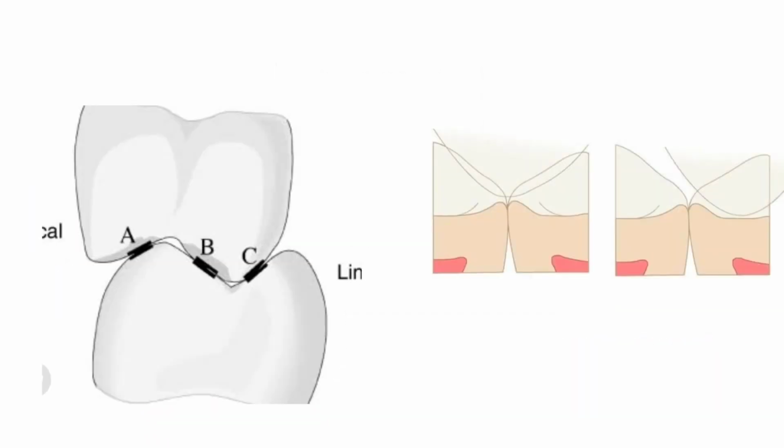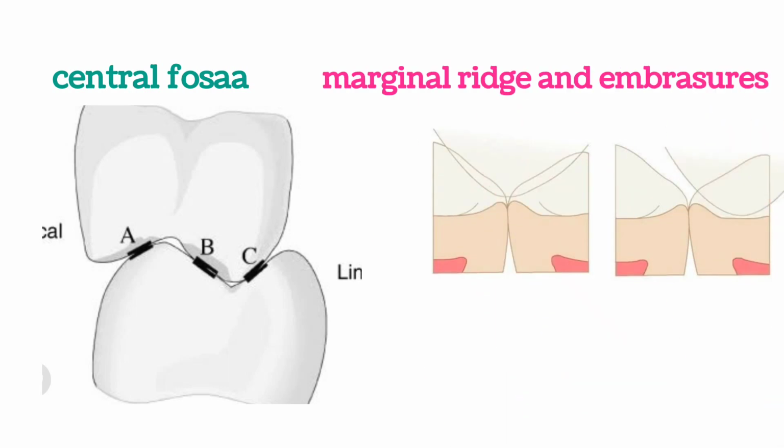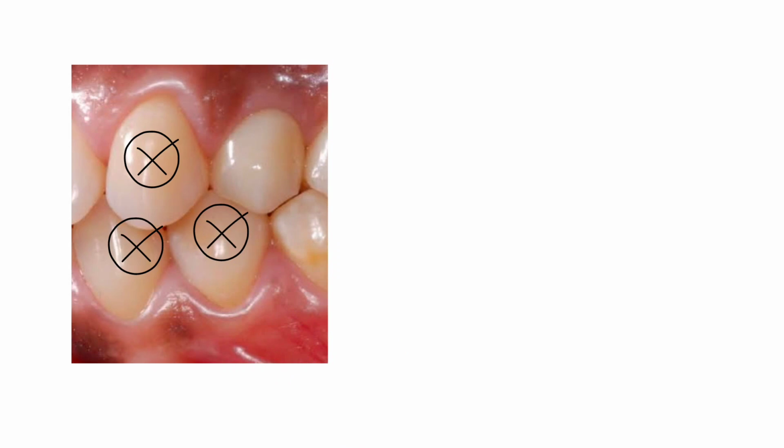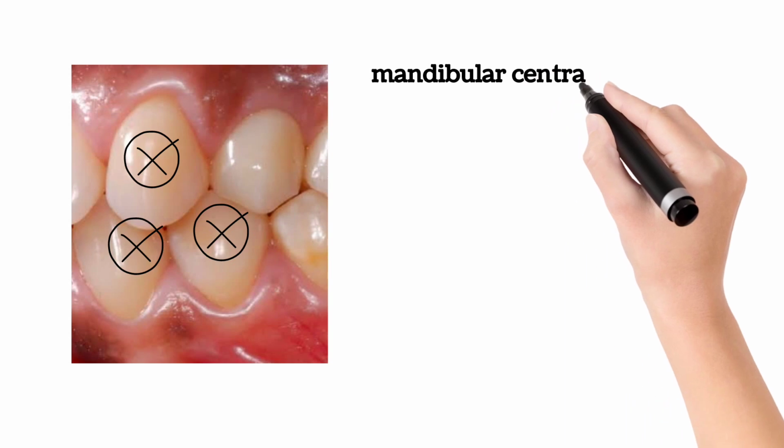In centric occlusion, functional cusps contact the opposing tooth in two areas, central fossa and marginal ridge and embrasures. In an arch, each tooth occludes with two opposing teeth. But there is an exception for two teeth, mandibular central incisor and maxillary third molar.